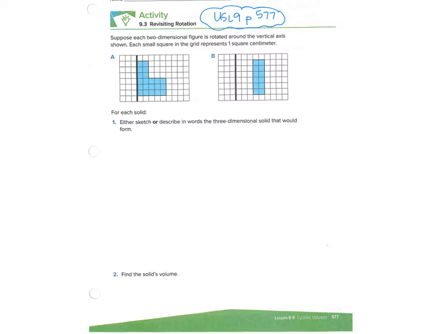So let's begin with these two-dimensional figures. The blue figures on graph paper are considered two-dimensional figures. We're going to rotate them around this darker, thick vertical line, and when we rotate it, we're going to create a three-dimensional figure out of it. We're trying to figure out what it's creating.